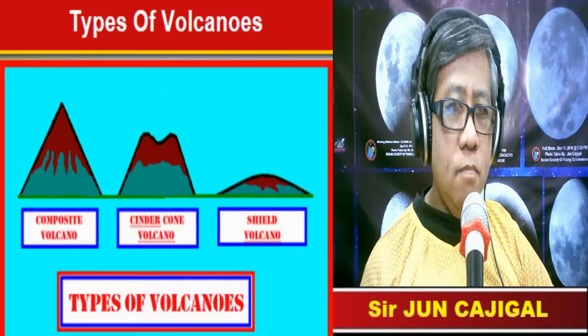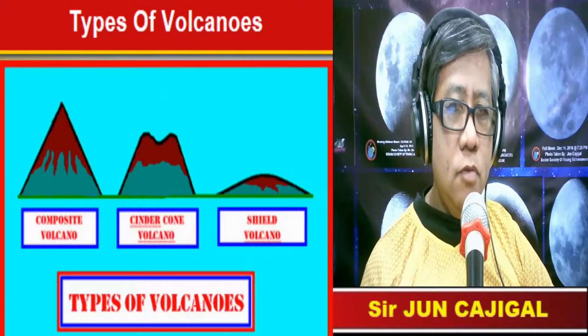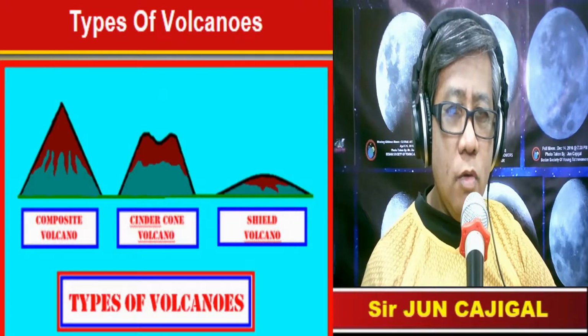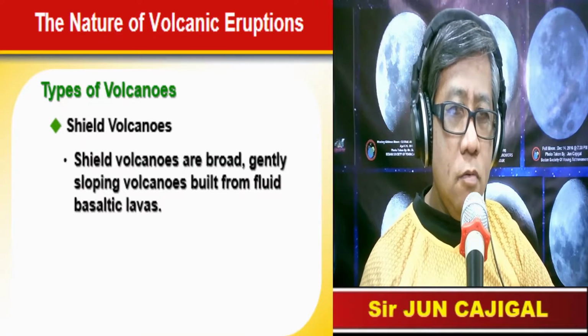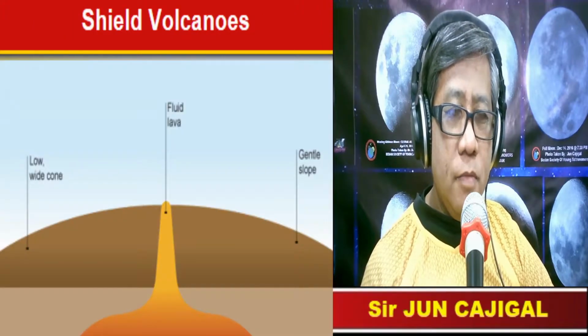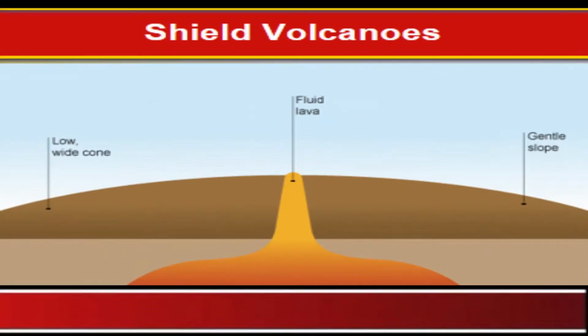There are three types of volcanoes. So we have shield volcanoes, cinder cone volcanoes, and composite volcanoes. Now, what are shield volcanoes anyway? Shield volcanoes are basically broad, gently sloping volcanoes, and they are built from basaltic lava. Alright, so everybody, kindly take a look at this illustration of a shield volcano.